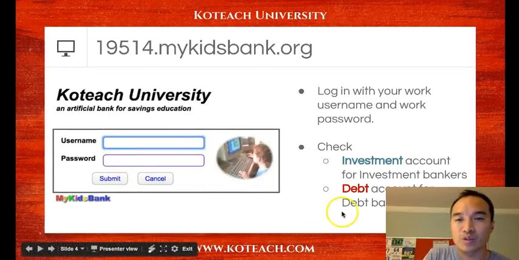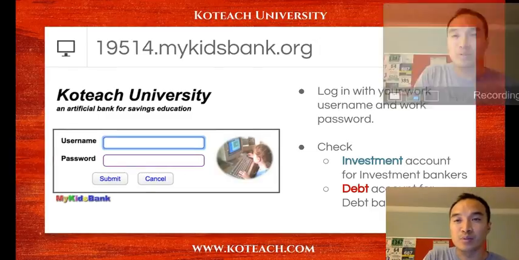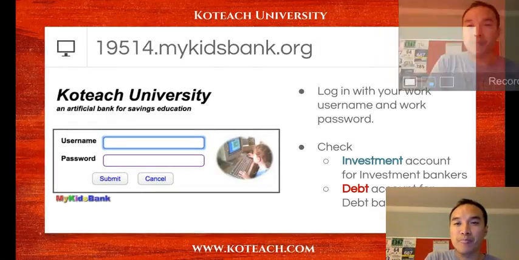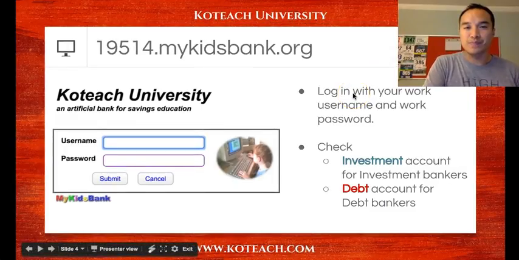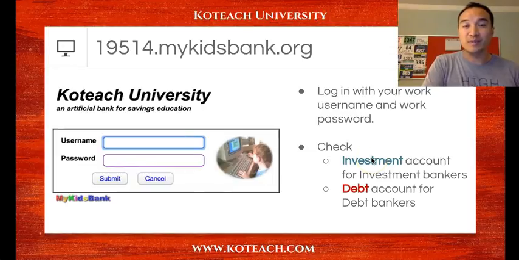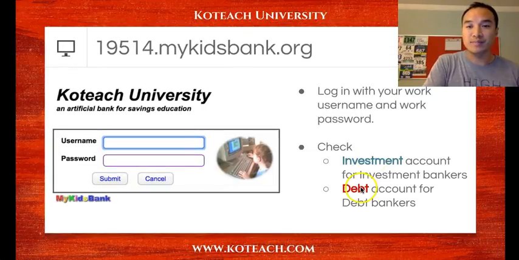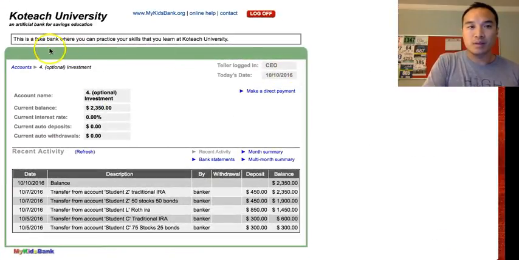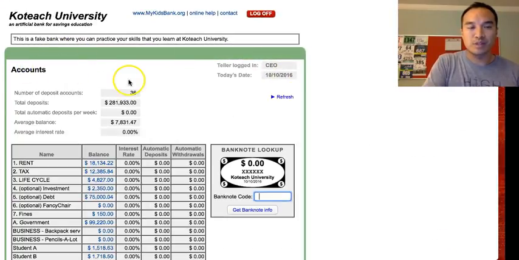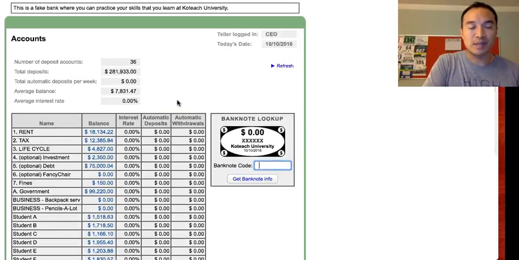All right, so we're going to log into the Co-Teach University My Kids bank account. And what you're going to do is you're going to log in with your work username, which means the one that you are trying to apply for. And you're also going to use that work password. So we're going to do two things in there. We're going to check the investments and check for debts.